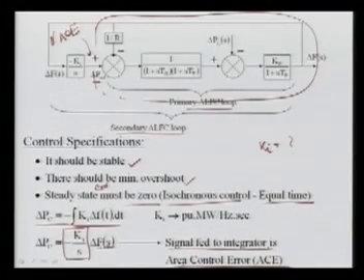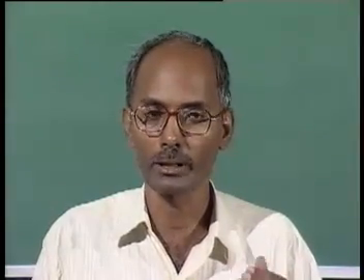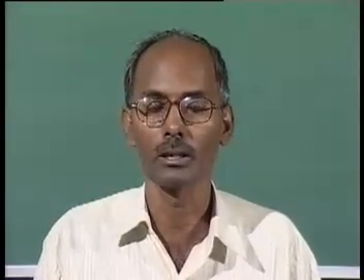So the signal fed to the integrator is referred to as the area control error. Whatever signal we are feeding to this integrator is called your ACE, the area control error. This is one area we are talking about, so it is area 1. If you go for multi-area, the area control errors for the different areas will be different, and then we have to use controllers for reducing them.